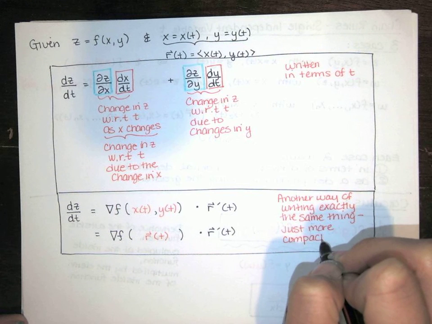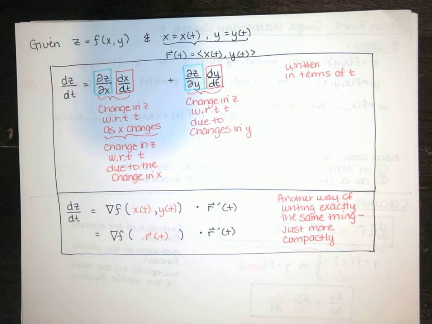We're just saying this more compactly. We're saying it with a more compact equation. Okay, so we had that example earlier. We know what the answer is. Let's do it using the chain rule.